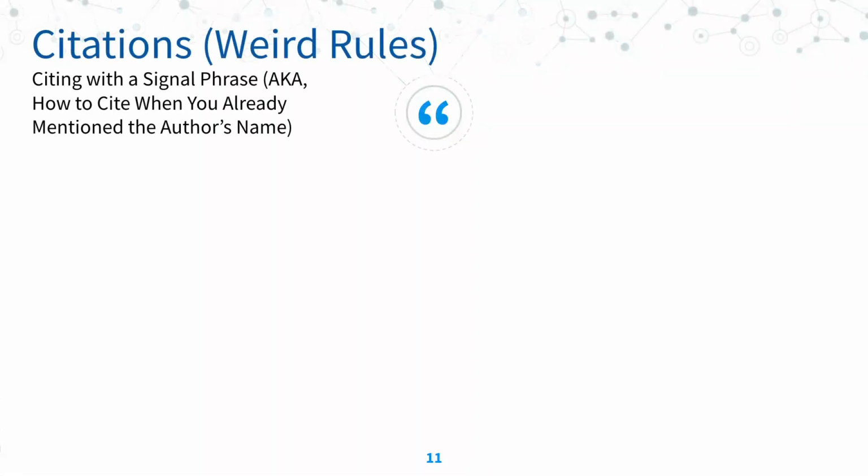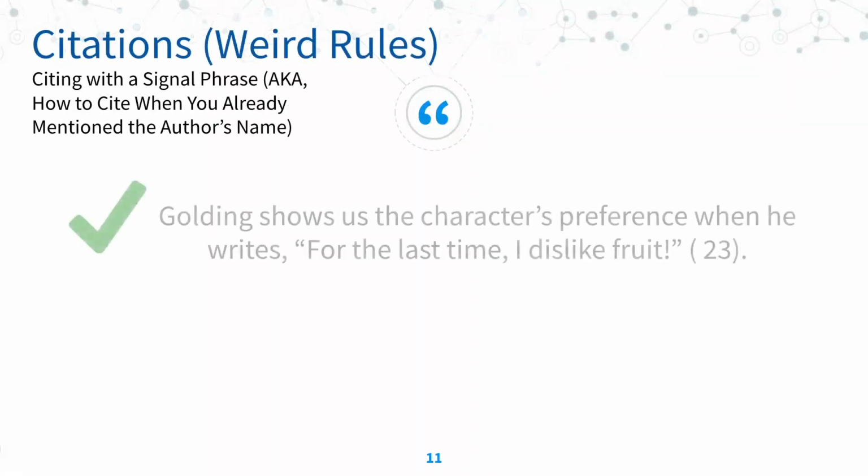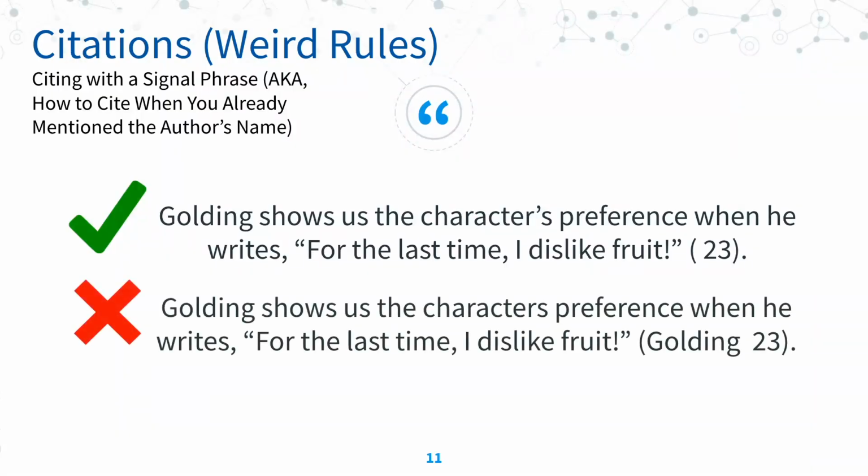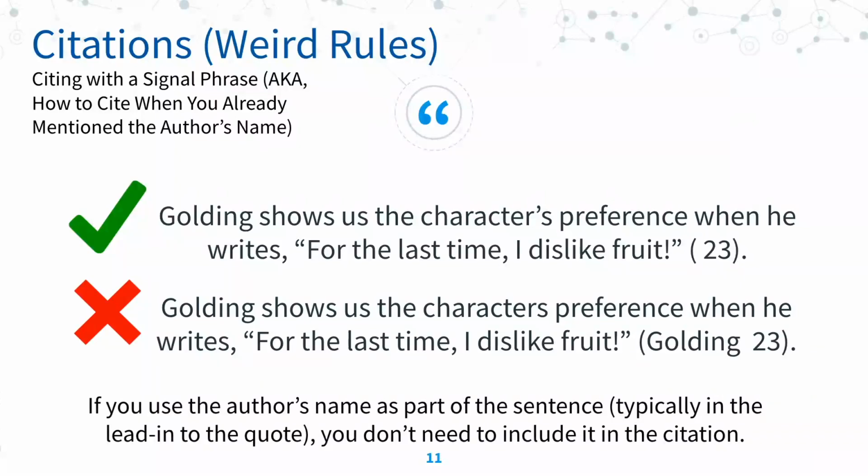Another weird one is, what if you've already used the author's name? In this example, I said Golding shows us the character's preference when he writes, "For the last time, I dislike fruit." In this, I don't have the author's last name in the in-text citation because I've already used it in the lead-in to the quote. In this example, you'll see I still use Golding at the beginning, and I also put it inside of the in-text citation, which is not necessary because I've already named the author for the reader. So if you use the author's name as part of the sentence, typically in the lead into the quote, you don't need to include it in the citation.